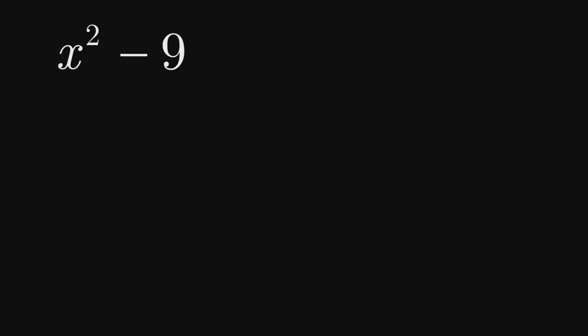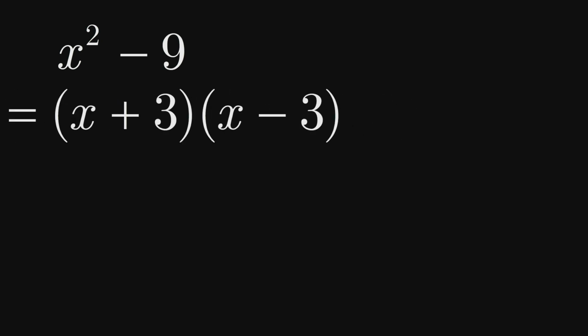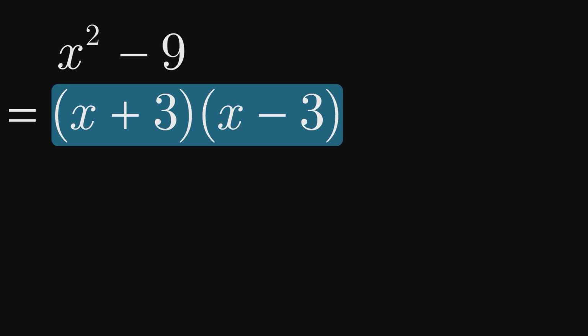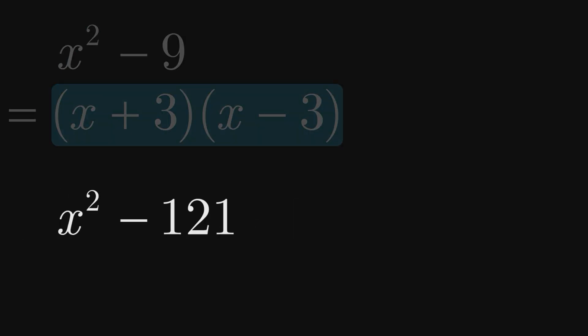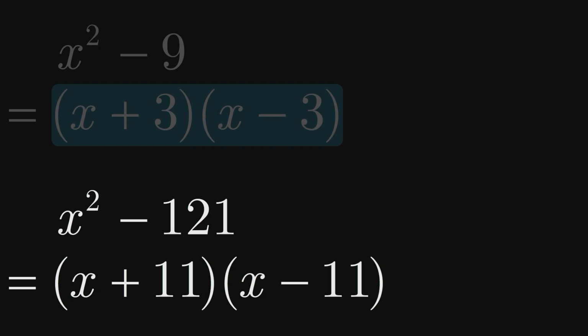x squared minus 9 is a difference of squares, and the square root of 9 is 3. Therefore, in factored form, this expression is x plus 3 times x minus 3. Similarly, x squared minus 121 is a difference of squares. Since the square root of 121 is 11, our factors are x plus 11 and x minus 11.